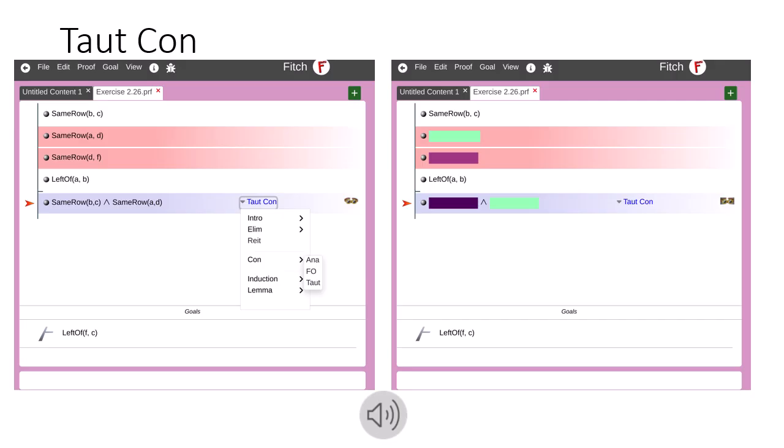So when you click TautCon as your justification, you'll see a pair of goggles there on the side in that same row. And if you click on it, what it does is it redacts the atomic sentences, and it redacts them with the same color. So for example, that same row AD gets redacted with a green, and then same row DF gets this purple, and then same row BC gets this dark purple. And notice that it didn't redact that one on the top because it wasn't one of our highlighted premises. It's not one of the ones that we were considering.